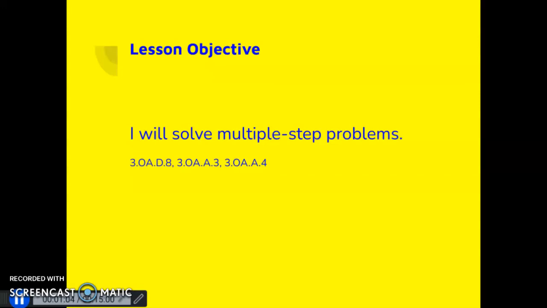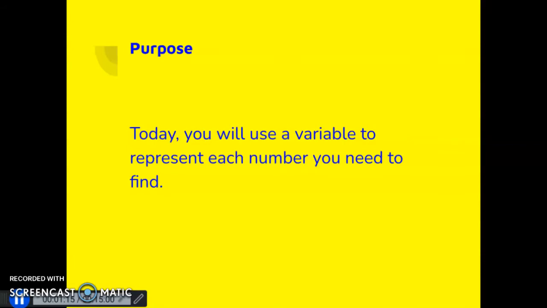Our learning target or learning objective for today is I will solve multiple step word problems using strategies, and I'm going to add that, using strategies we already know. And the purpose for us will be to use variables to represent numbers that we need to find. So remember that a variable can be used for numbers that we don't know the answer yet. We don't know the value of them yet. And we're going to be trying to solve for that.